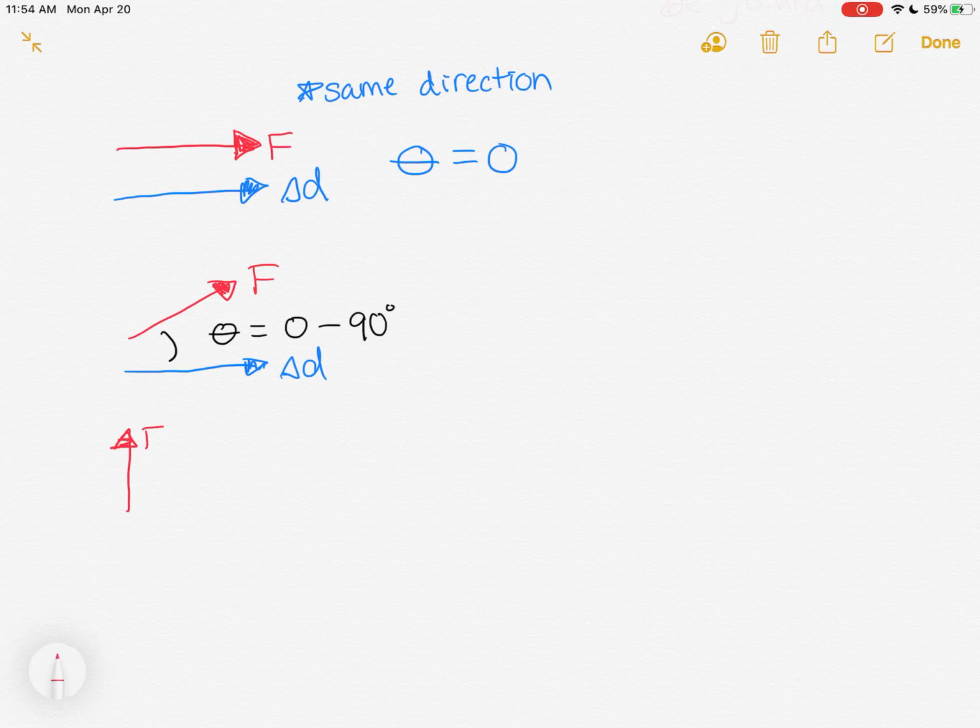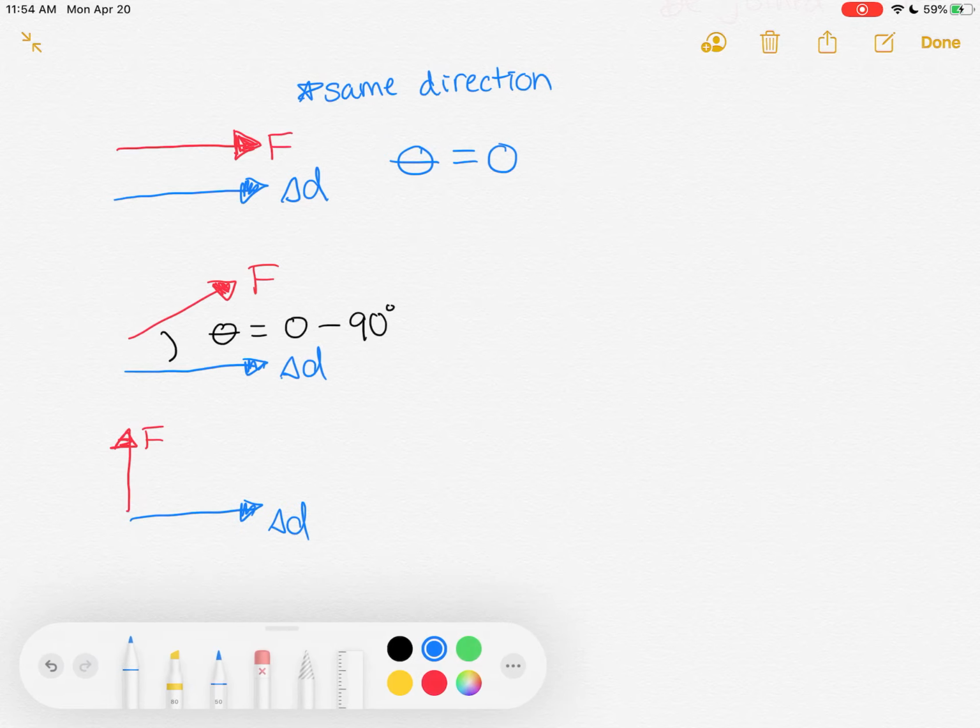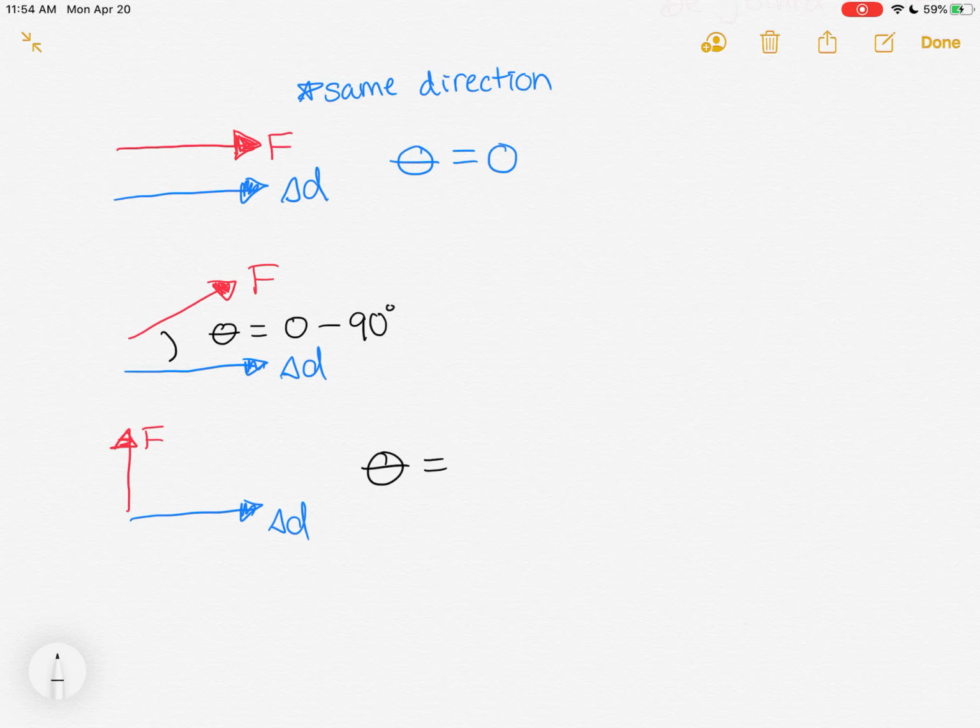We could also have a situation where our force is going up like this, and our displacement is still horizontal. In this situation, we have a theta of, not 0, silly, we have a theta of 90 degrees. When theta equals 90 degrees, we know that cos of 90 is 0. That's just a little trig for us.